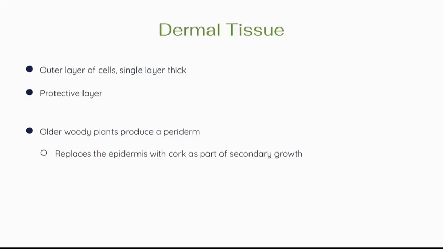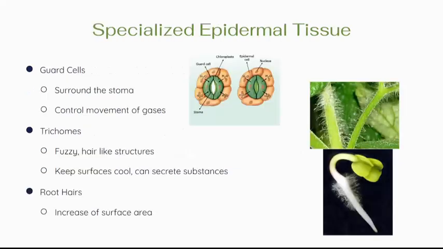Now, dermal tissue is absolutely crucial for protecting plants and facilitating interactions with the local environment outside, like taking in carbon dioxide and breathing out water vapor, whatever.